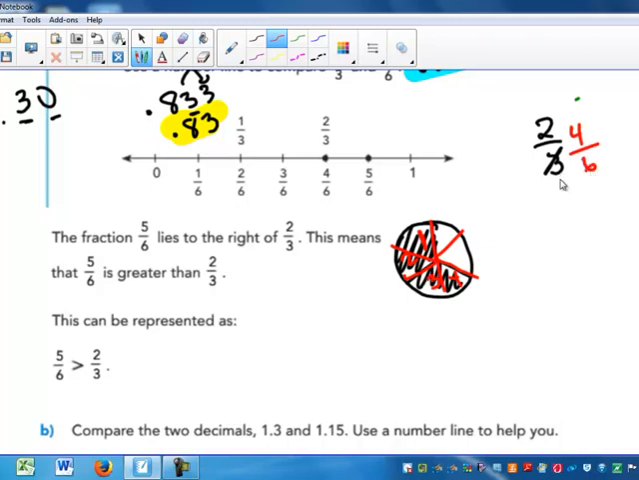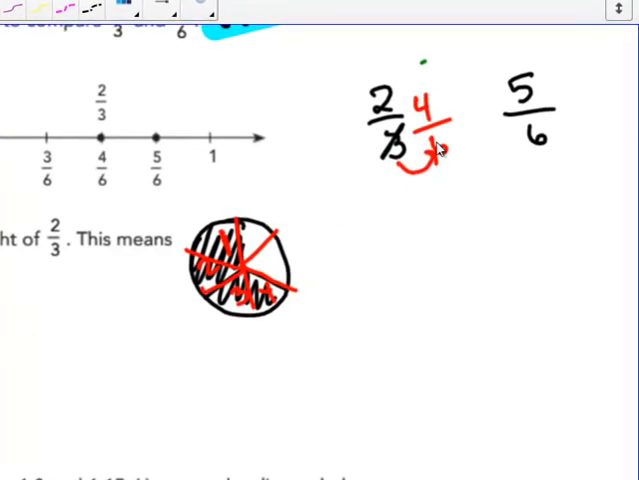How did I do that? I knew that I wanted to have the same denominator if I could. I've got to have the same denominator as this one. Okay, so I went ahead and made it sixths. I multiplied my 3 by 2. And then I did the same exact thing to the top. You always got to do the same thing to the top that you did to the bottom. Okay, and that's how we know.